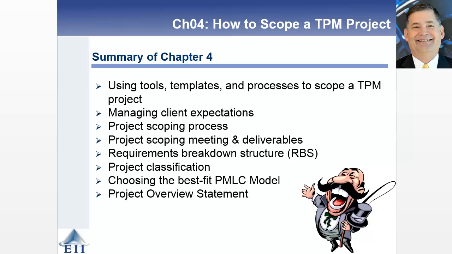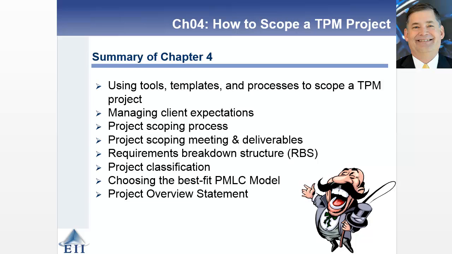We'll talk about some of the tools and templates and processes. The big deliverables here are how you set up a scoping meeting, and what comes out of that scoping meeting in the form of a requirements breakdown structure. Towards the end of this chapter, we'll get into project classification and then choosing the best fit project management lifecycle model. There'll be some characteristics and criteria that you can use to figure out which of the models is going to be the correct model to use at this point in the project.